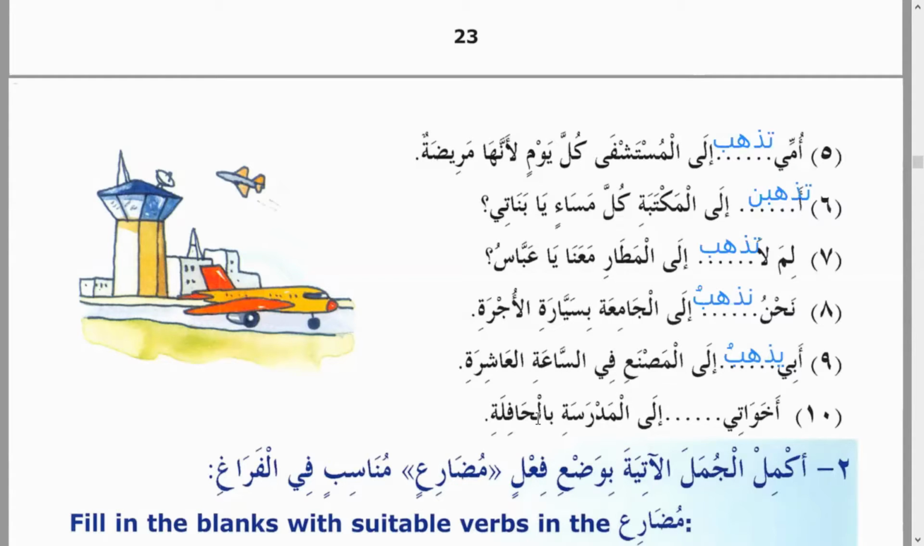أخواتي يذهبن إلى المدرسة بالحافلة. أخواتي, we're not speaking to anyone, so no ta, right? And this is feminine plural, so يذهبن. نعم. Akhawati, my sisters. Akhawati is sisters, right? My sisters go to the school by bus. يذهبن إلى المدرسة بالحافلة.